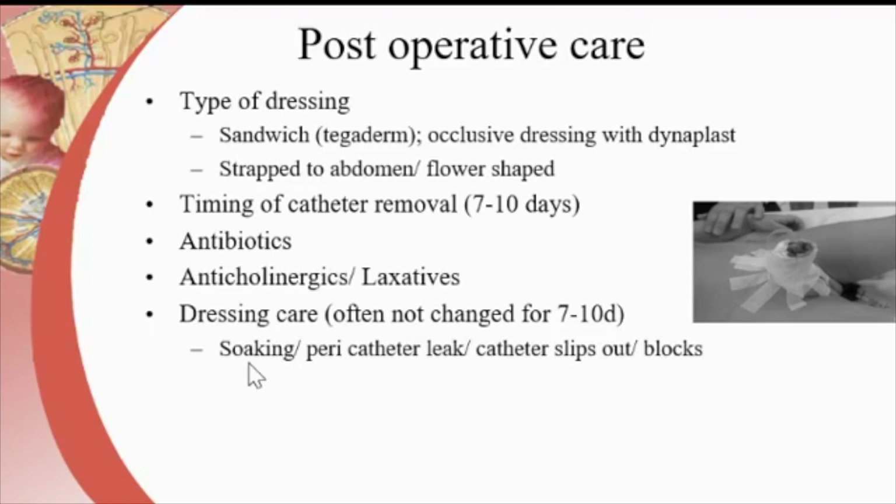Some of the problems can be soaking, pericatheter leak if they are straining to pass urine, or during passing of stools. Sometimes the catheter slips out if your dressing is not proper, or it gets wet, or sometimes the catheter kinks and blocks. So all these things the parents have to be warned about when they go home. We have to tell them how to take care of the catheter without getting it blocked, without the child straining for stools, because every little bit is important in addition to a meticulous surgical technique.